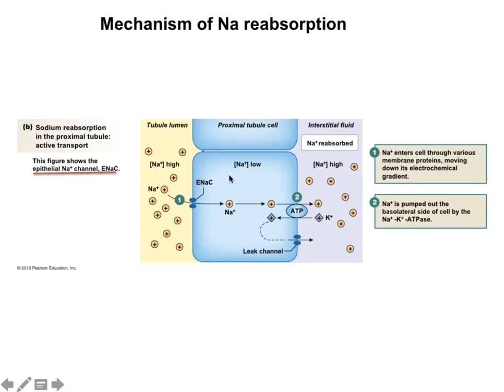Then second, let's look at the concentration gradient. Sodium is low inside, high outside. So inside the cell, low sodium. In the lumen, in the ECF, high sodium. Okay, we have everything we need. We know the direction, we know the concentration gradient.